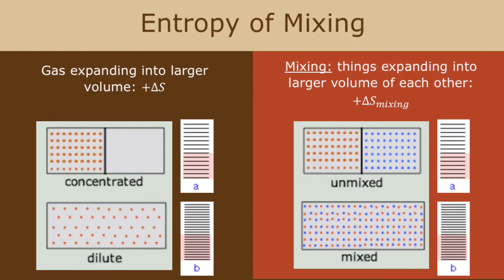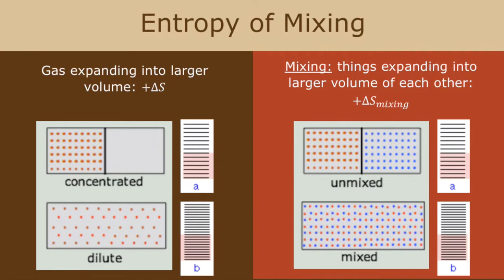The first thing that we're going to talk about is entropy of mixing. On the left side, we're not going to have any mixing yet. We're just going to talk about a gas expanding into a larger volume. We talked about this on the first day. So imagine that we have a container divided in half and all the gas molecules are on the left side and the right side is a vacuum, which doesn't necessarily mean suction, it just means that there are no gas molecules on the right side. And then we remove the barrier.